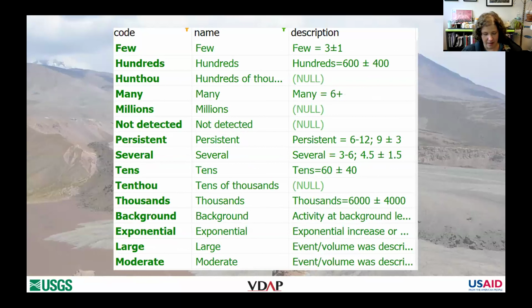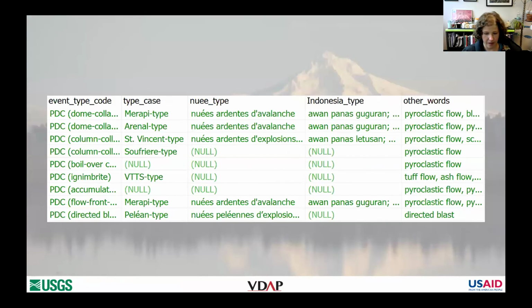Ways to take pretty vague numbers and turn them into something that we can compare to other data. Really detailed tables of event types and how those might have been called in older literature or in other countries, or just other phrases that mean the same thing.